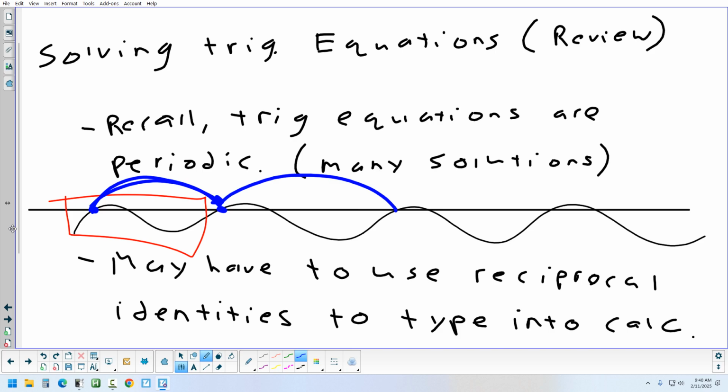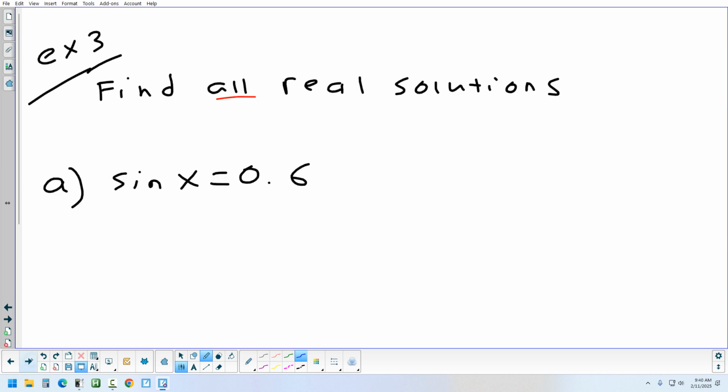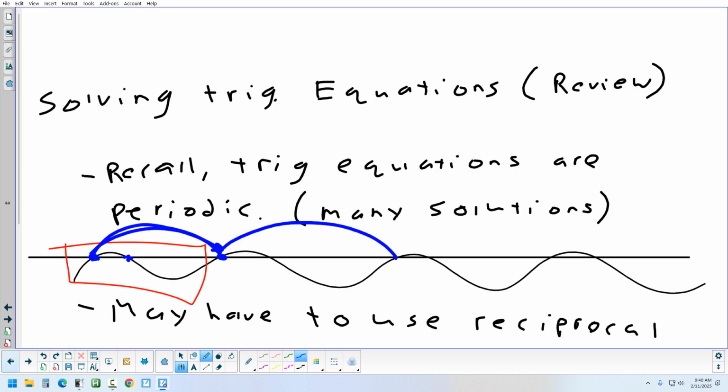So the way we can figure out these first two, and the way we did it before, is we graphed it. We did a y1 for the wave. We put the horizontal line in y2, and then we did second calc intercept. Well, now we don't want to do it that way. We want to use inverse trig to get the variable by itself.